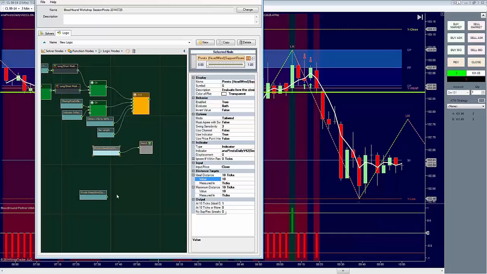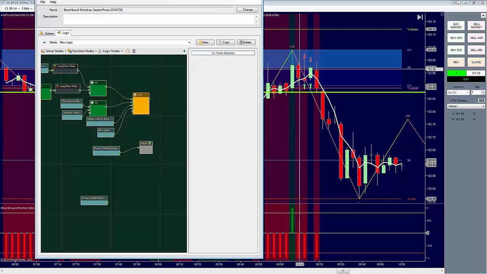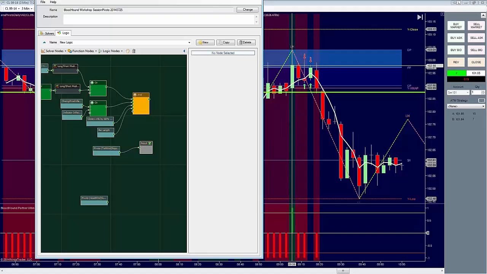There we go. Tailwind, okay, and that's the pivot point itself. So you can see right here, closing price broke above the pivot point, and it's still within 10 ticks. It's actually within 1 tick. So that's why we're allowing a long there.